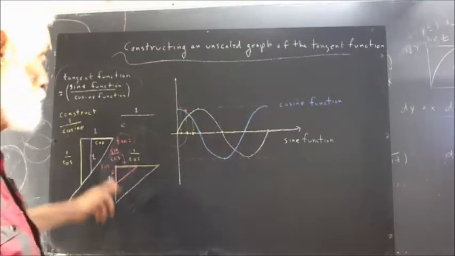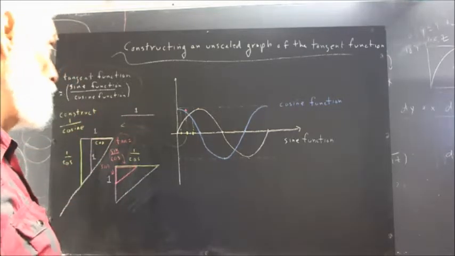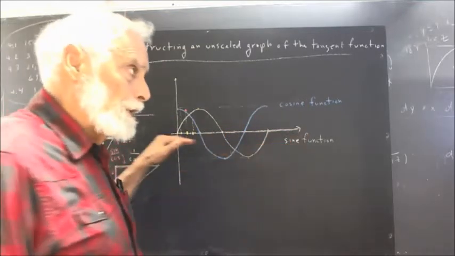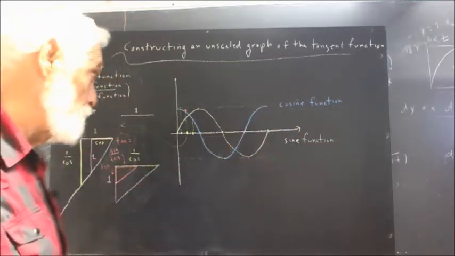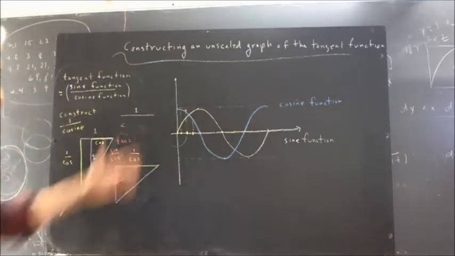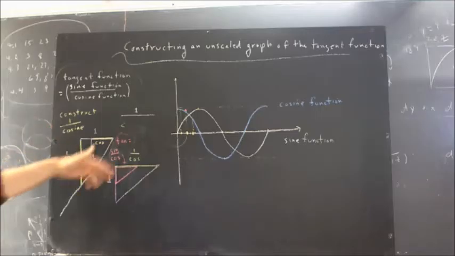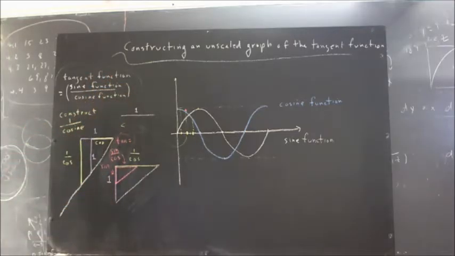Then everything we've done here is doable by compass and straight edge. So we can take any number of points along the horizontal axis, whatever we have time for, and do the construction and get the value of the tangent function, the sine divided by the cosine. Okay, we're going to go on and see what the implications are.